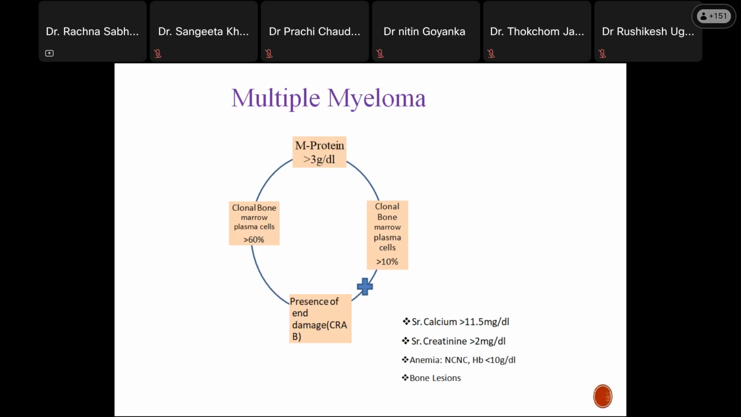Serum calcium more than 11.5 milligram per deciliter. Calcium levels are high. Serum creatinine, that is renal failure. The patient is going towards renal failure. Renal damage is there. Creatinine is more than 2 milligram per deciliter. Anemia, and there are lytic bone lesions on X-rays. So this is the hallmark of multiple myeloma.